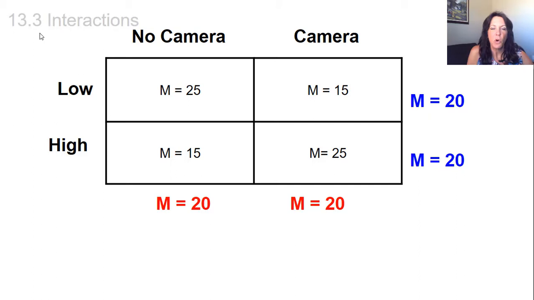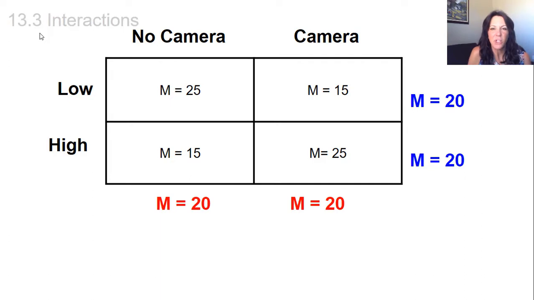So if you have no camera with low anxiety, your performance is way up there. But if you have high anxiety and a camera, your score is way up there too. So does a camera impact your job performance or your job interview performance? Well, it depends. It depends on your level of anxiety.